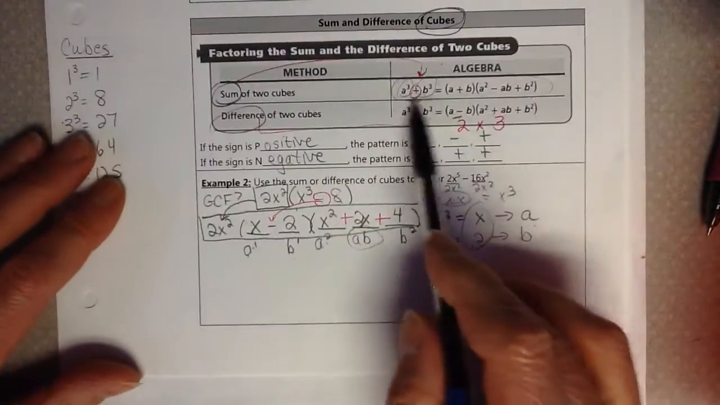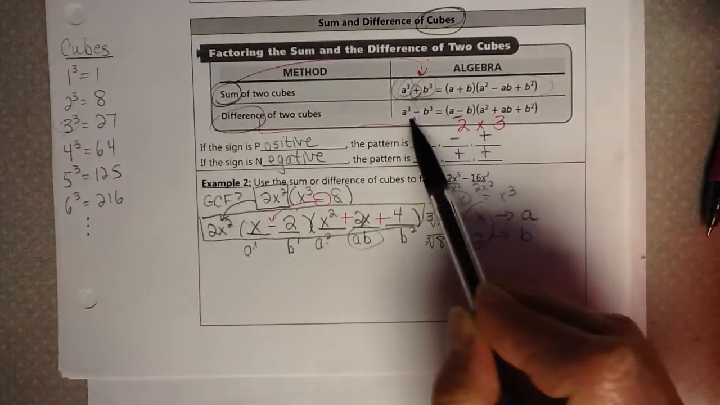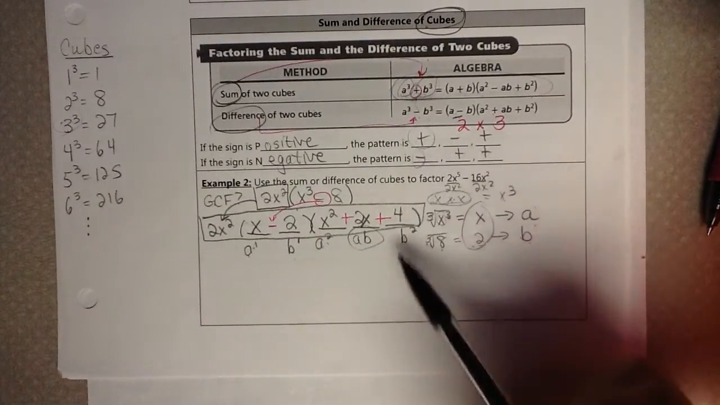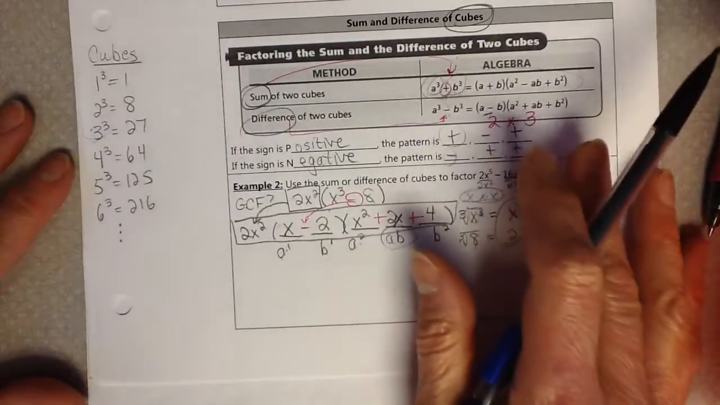So you basically have a template that you figure out what your a and b are going to be, and then you can just fill all this in after you fill in your signs. Okay, you have a couple to try.